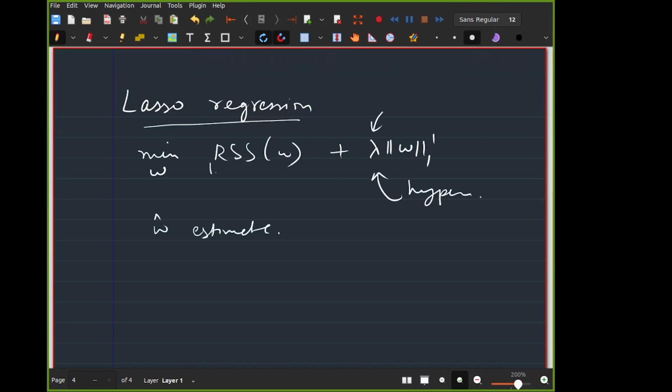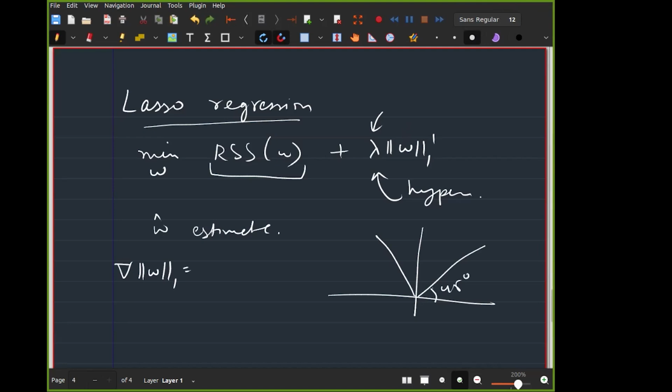Of course, you know the gradient of this RSS. We have discussed this multiple times. I just wanted to show you the plot for the regularizer, which looks like this. If W was a scalar, then it's just modulus of W. So it looks like this. If I think about the gradient of the L1 norm of W, the slope is basically 45 degrees. So this is W, this is my mod of W.